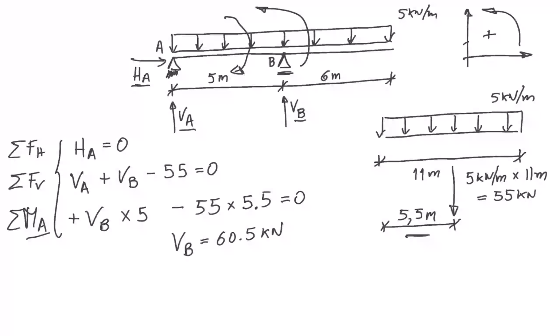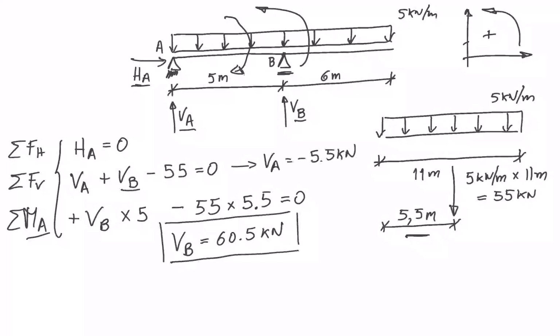kilonewtons, and replacing here, I get VA equal to minus 5.5 kilonewtons, meaning that VB is positive, so it is upwards, like I assumed initially. VA is negative, meaning it is actually downwards, unlike what I initially assumed.